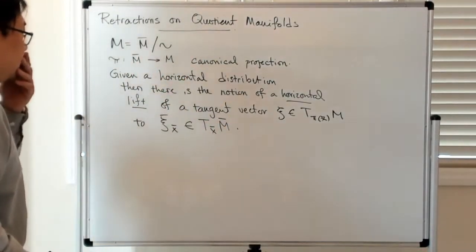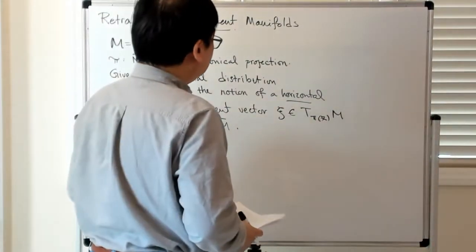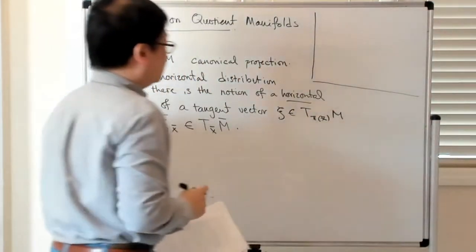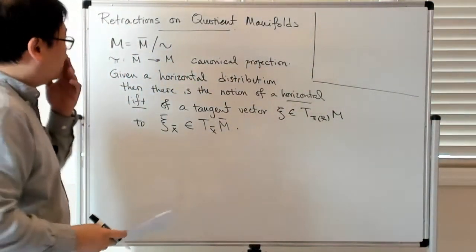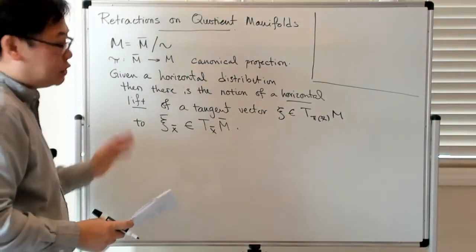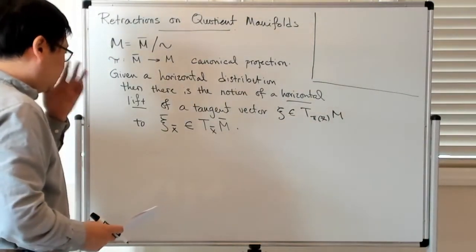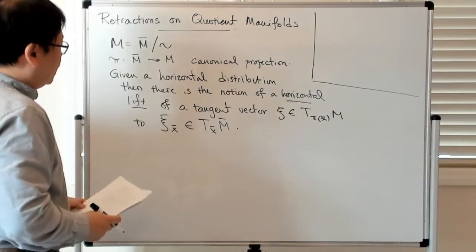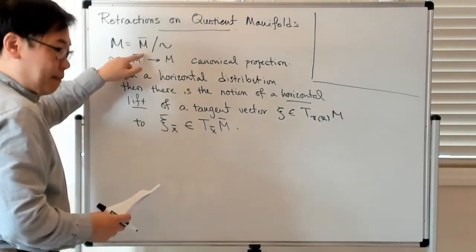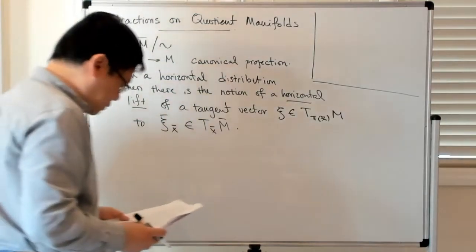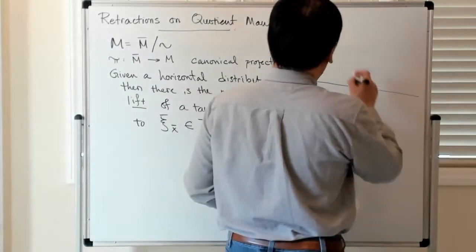Okay, so maybe it's a little bit easier to keep all of this in mind if we think about what our ultimate goal is. Our ultimate goal is that we would like to construct a retraction on this quotient manifold. And as you might expect, the way you do this is to have a retraction on M bar with some invariance properties. Okay, so let's think about what that is.